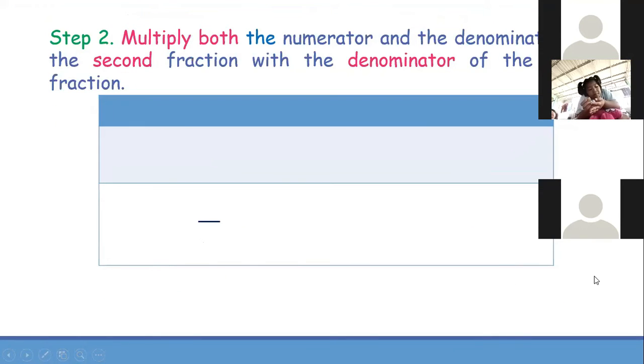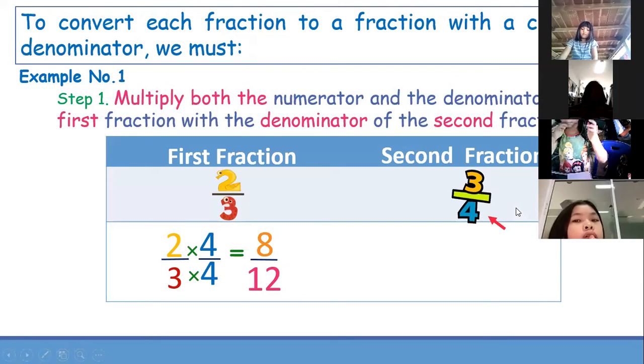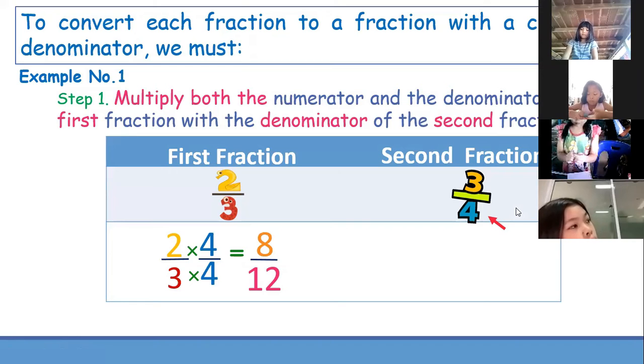Do you understand step 1? Does anyone not understand? Do you have a question? No. Step 1. No. Okay, very good. Now this is step 1, remember.